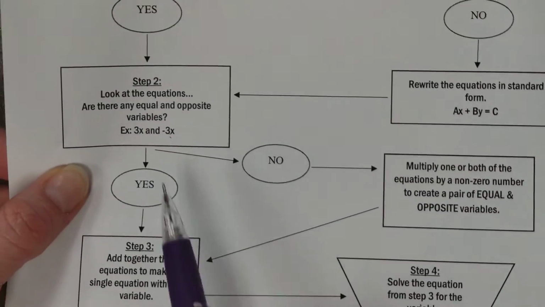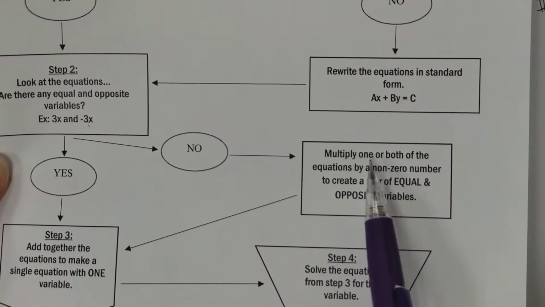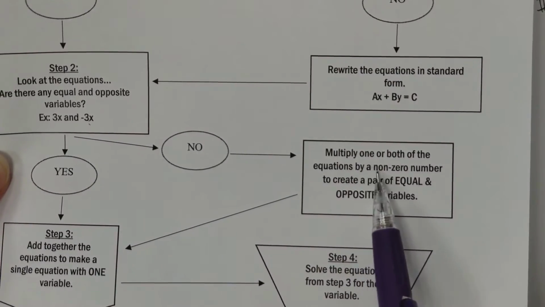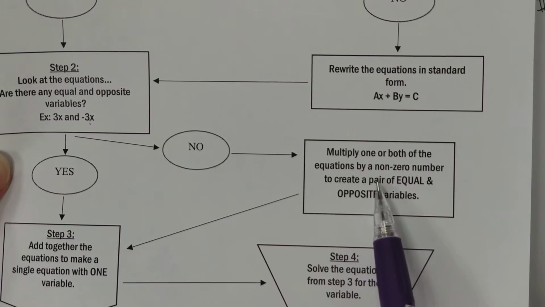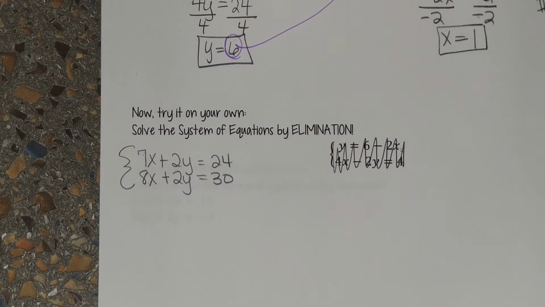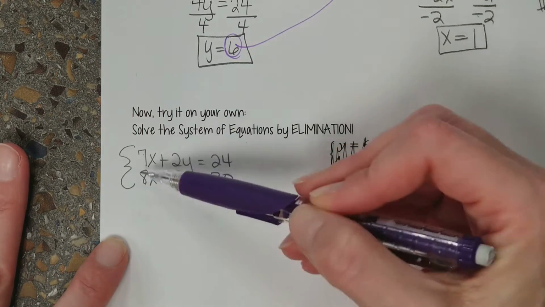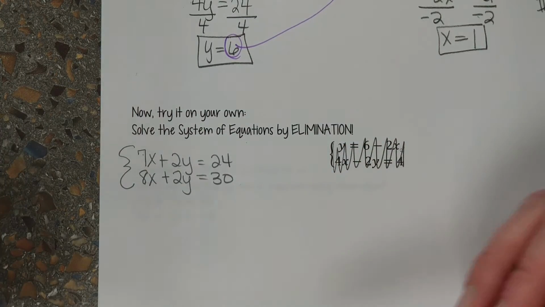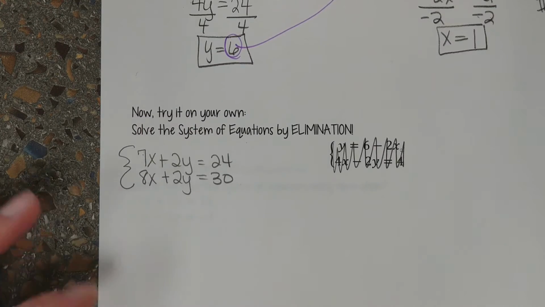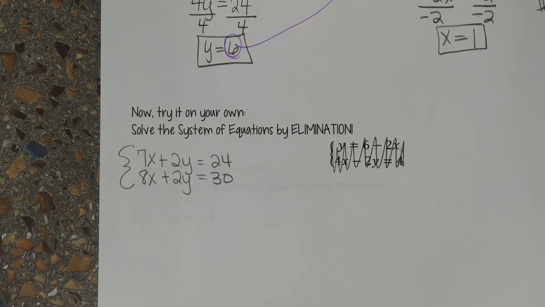So we come back here and we look at no, which tells us to come here. This says multiply one or both of the equations by a non-zero number to create a pair of equal and opposite variables. Now, we don't want to change this 2, right? Because 2 is equal. We just want to make one of these a negative and one of them needs to stay positive. Does it matter which one? No, you can pick either one to make negative, okay? I'm just going to do the top one because it's on top.